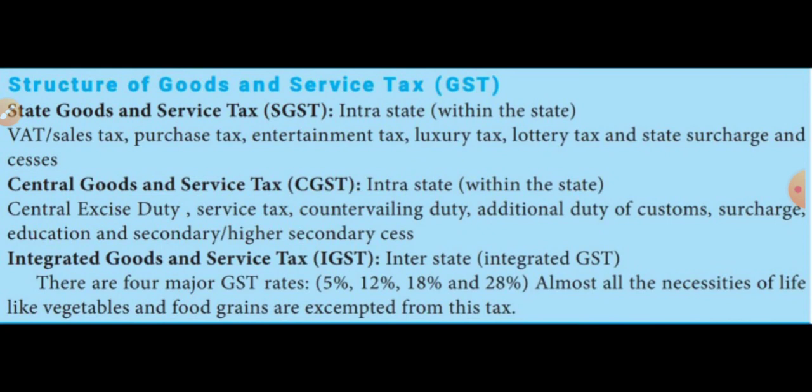Integrated goods and services: there are four major GST rates, 5%, 12%, 18% and 28%. Four types of rates are to be paid. That means all the vegetables, food grains, etc. are also areas where the government levies taxes. That is integrated goods and service tax.